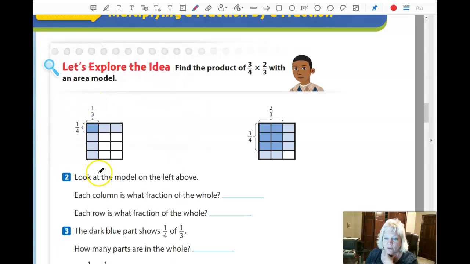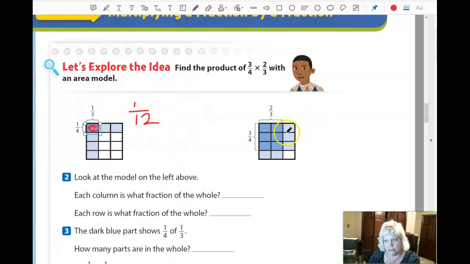So if we've got 1, 2, 3 by 4, that's going to give us 12 boxes because I multiplied these together. So the bottom would be 12. These cross over right here in this box here. So the answer to this fraction multiplication is 1/12.